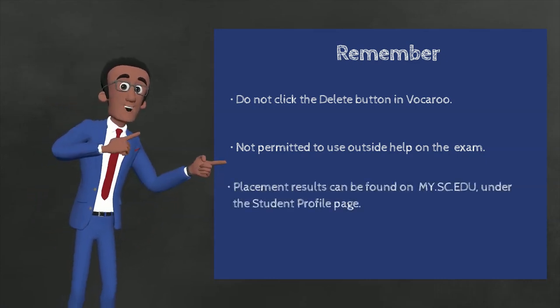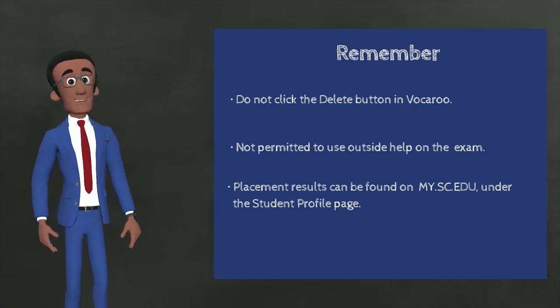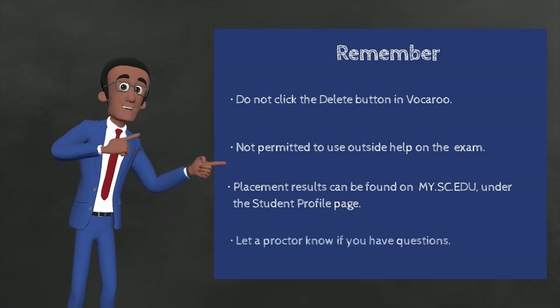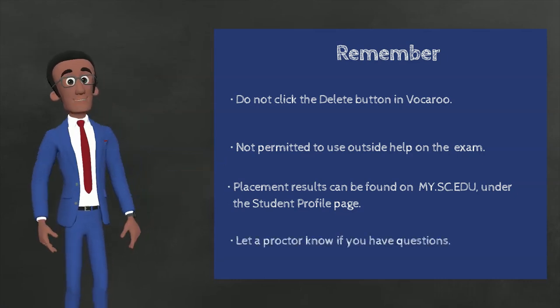Once your exam has been assessed, you can find your results on the student profile page on Self-Service Carolina. There's a testing tab on the left-hand side of that page where you can find all scores associated with your academic record. Finally, if you have any questions while taking this exam or immediately afterwards, please speak with one of our proctors.